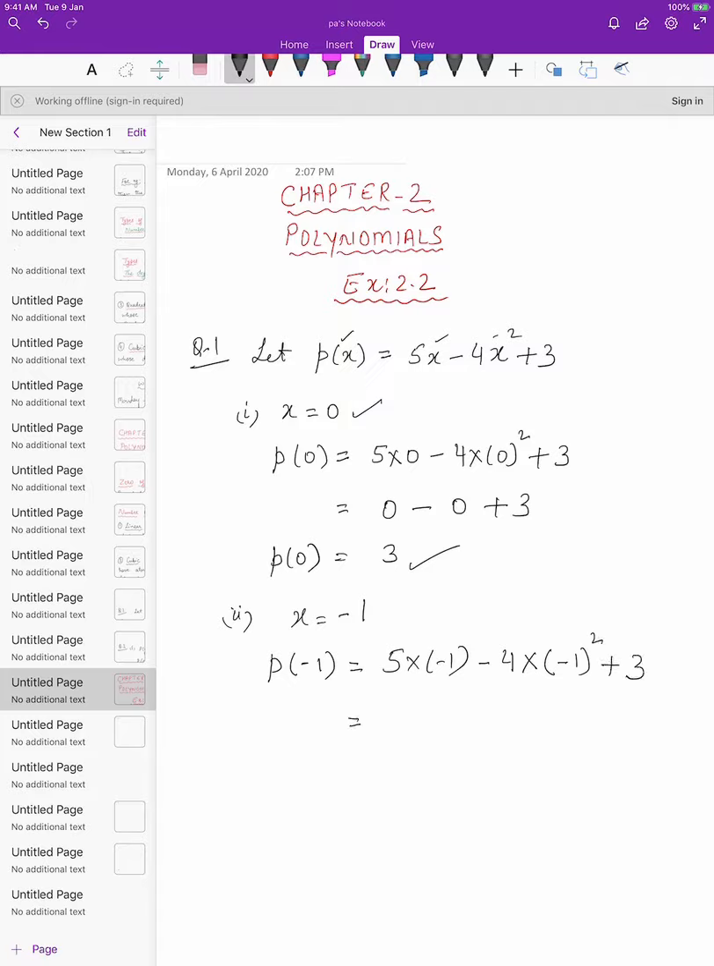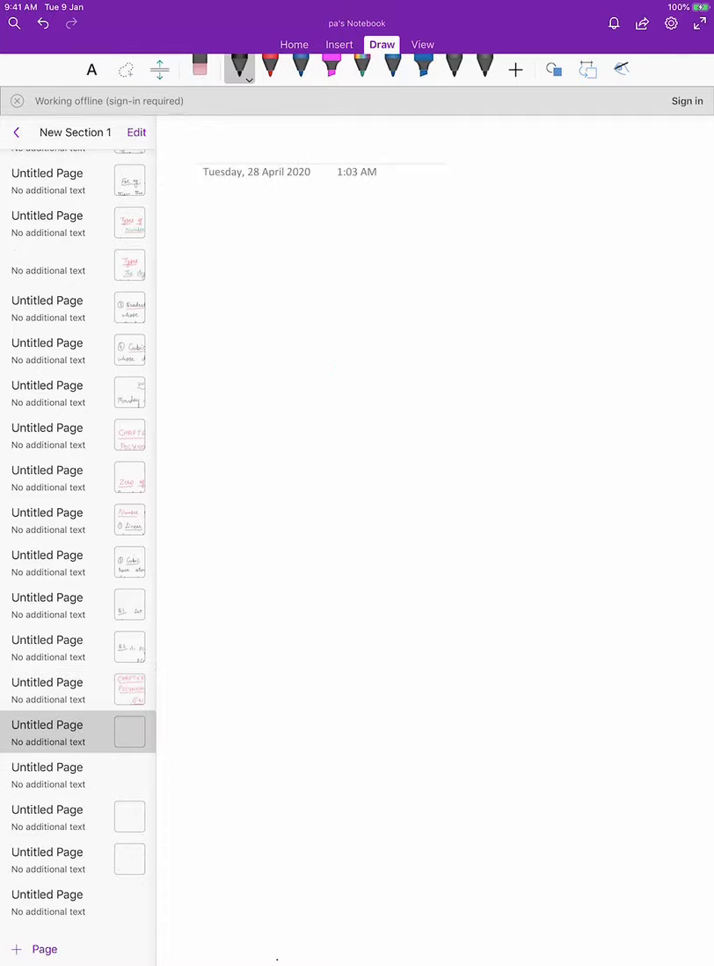Now let's solve it. 5 into minus 1 gives you minus 5, minus 4 into minus 1 square. What is minus 1 square? It will be plus 1. Minus 1 square is minus 1 into minus 1, which is plus 1. So minus 4 into plus 1 will be minus 4, plus 3. That gives you minus 9 plus 3, which is equal to minus 6. Similarly, the third part is x is equal to 2, which you can try out on your own.